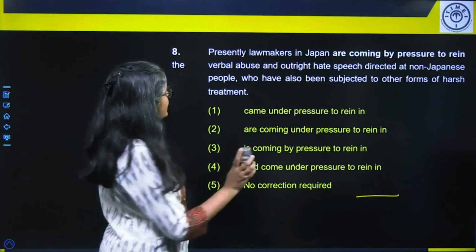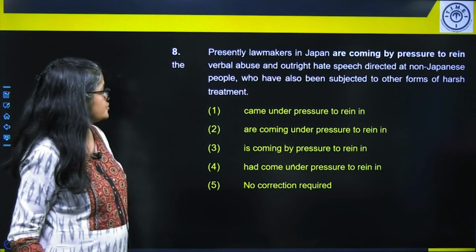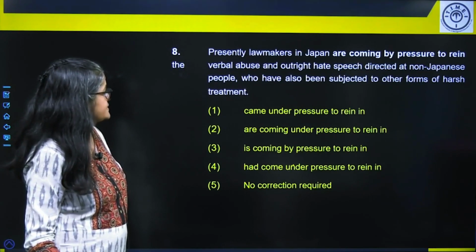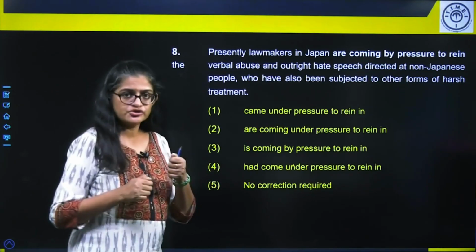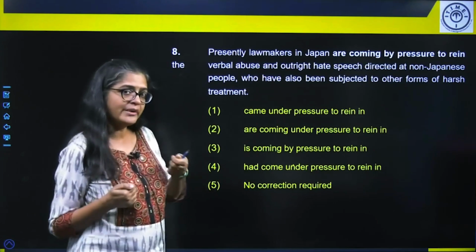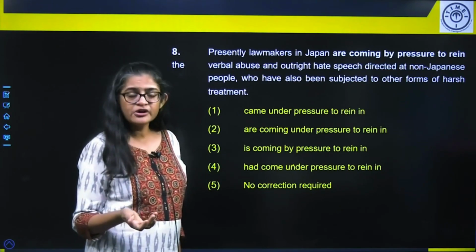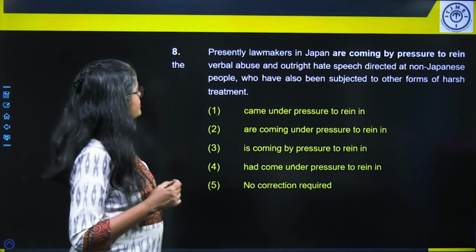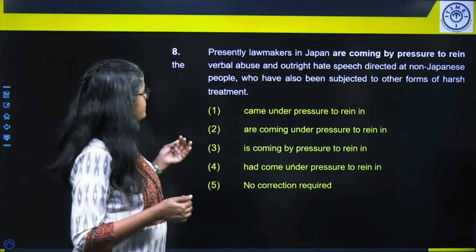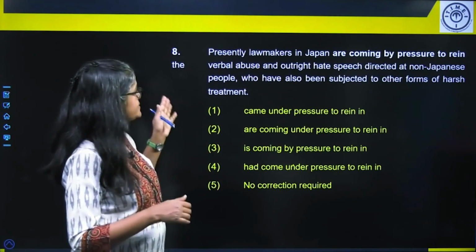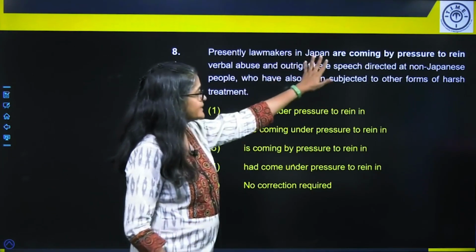Presently, lawmakers in Japan are coming by pressure to rein the verbal abuse and outright hate speech. Okay, to rein in something means to control. Rein is what we use to hold back horses, right? So, to rein in is the phrasal verb which means to control. Okay, so what are they saying? That lawmakers in Japan are under pressure to rein in the verbal abuse and hate speech, etc. Okay, you can read the sentence. But let us focus on the error.